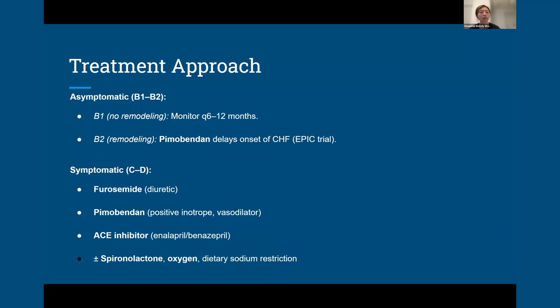When our pets are already symptomatic in stages C and D, they're going to need a lot more help. They're going to need some furosemide to prevent pulmonary edema, and they're going to need pimobendan to help with the workload that the heart is taking on right now. So that's a positive inotrope and a vasodilator. They'll often also need ACE inhibitors to decrease their blood pressure. And then sometimes we will add in spironolactone and oxygen and dietary sodium restriction.